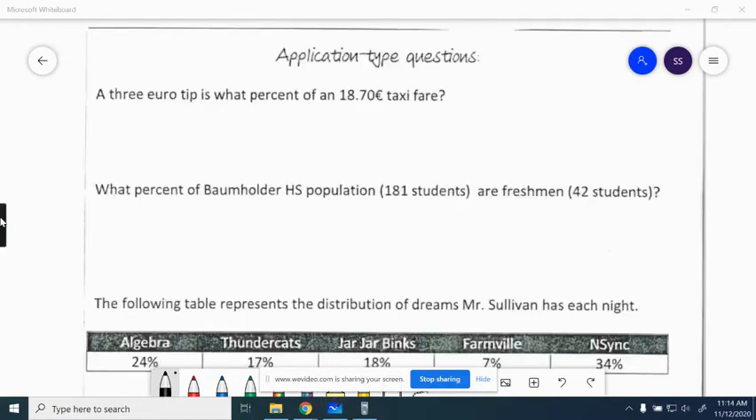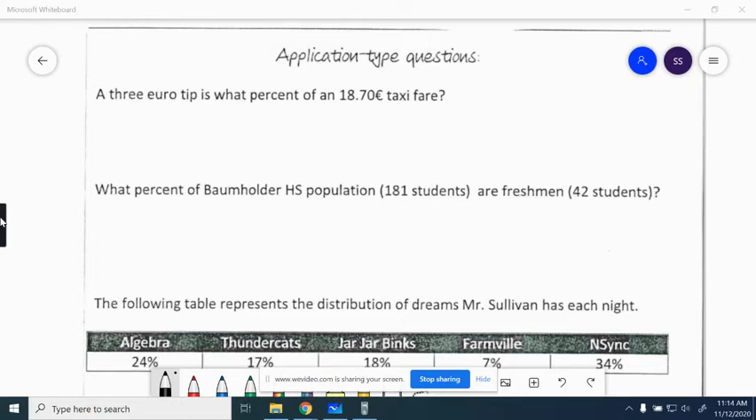We're going to be looking at some application type questions or some word problems, but we can box these up the same way we did before. So the first one is: a €3 tip is what percent of a €1870 taxi fare?